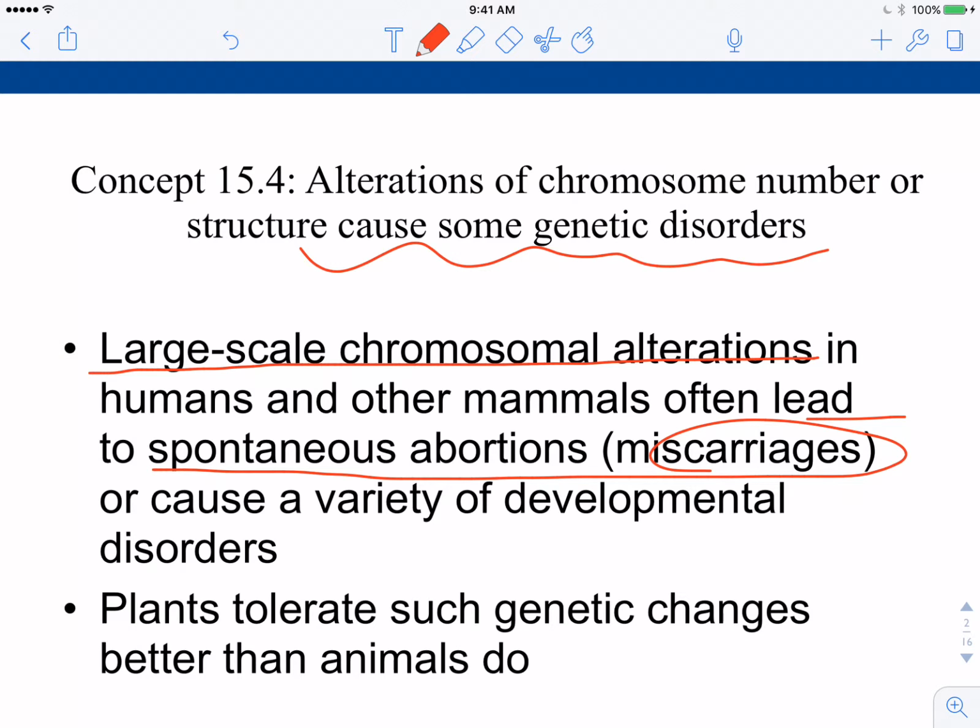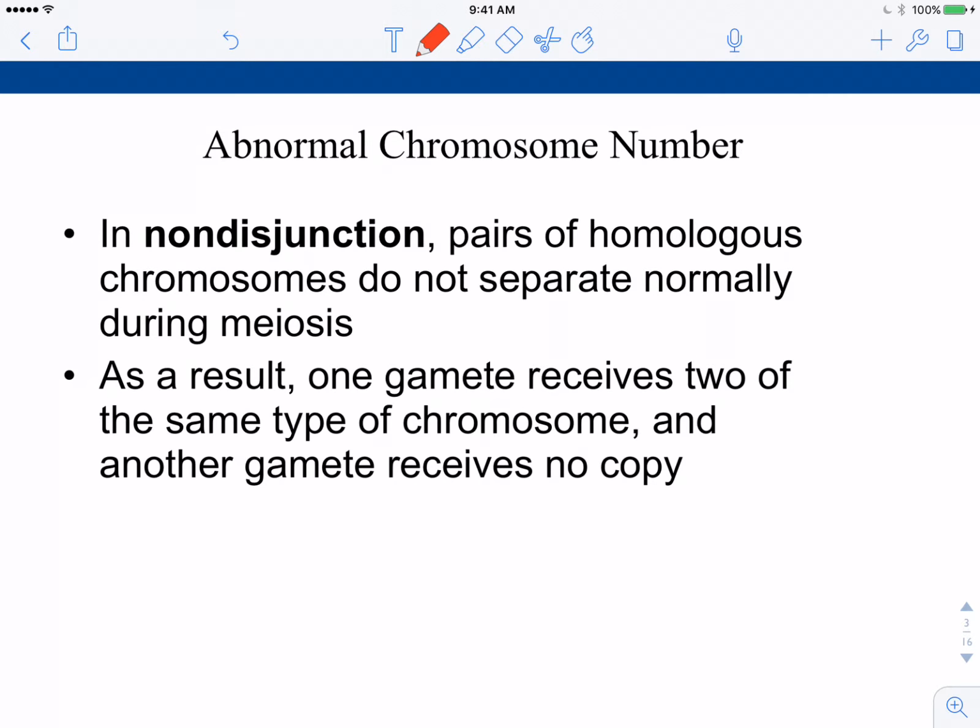Generally when you have a miscarriage, there's usually a reason for it. There's something wrong with the developing embryo. However, this is mostly in animals, humans and other mammals. Plants tolerate a lot of genetic changes way better than animals do. They have all kinds of wackiness that goes on in their genomes. So let's look at some of the wackiness that can ensue.